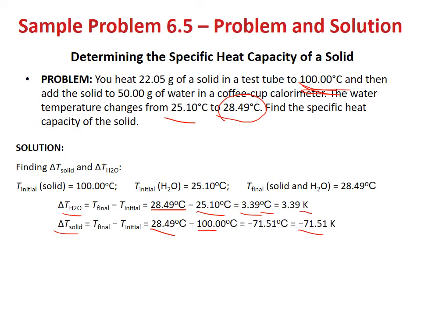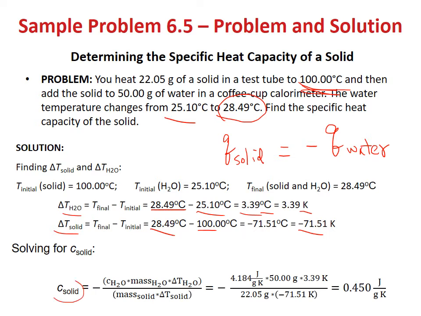Now we use the equation: the heat released by the solid should equal the heat absorbed by water. They are opposite in sign, so one is negative and one is positive. Using this equation, as shown in the last slide, we can derive that the heat capacity of the solid equals the negative of the heat capacity of water times the mass of water times the temperature change of water, divided by the mass of solid times the temperature change of solid.